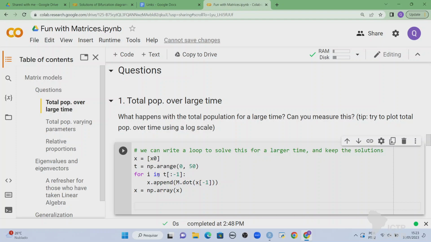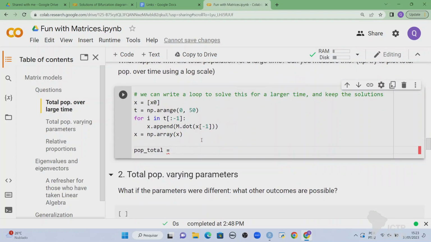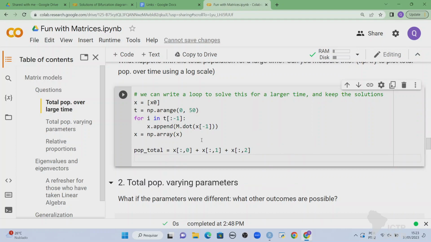I will say that the total population here is going to be the sum of the first column plus the second column plus the third column. So this is a simple way to do this. We can also, instead of doing that, use the sum method that you have also used. So you could also write this as the sum of x over the axis of the columns. So this is the same as over here.